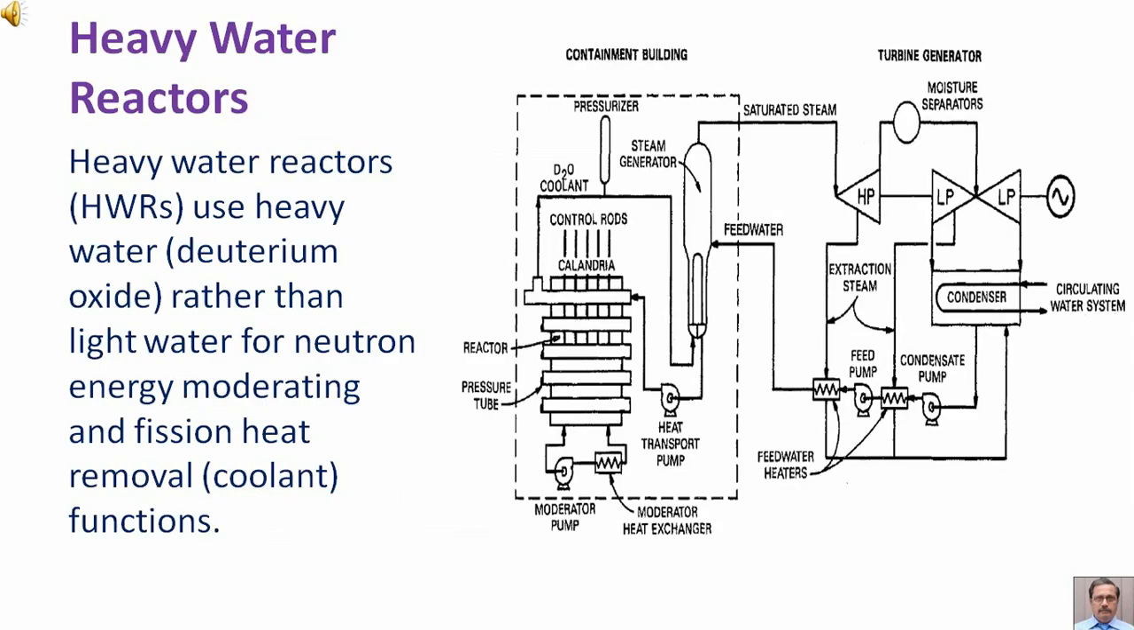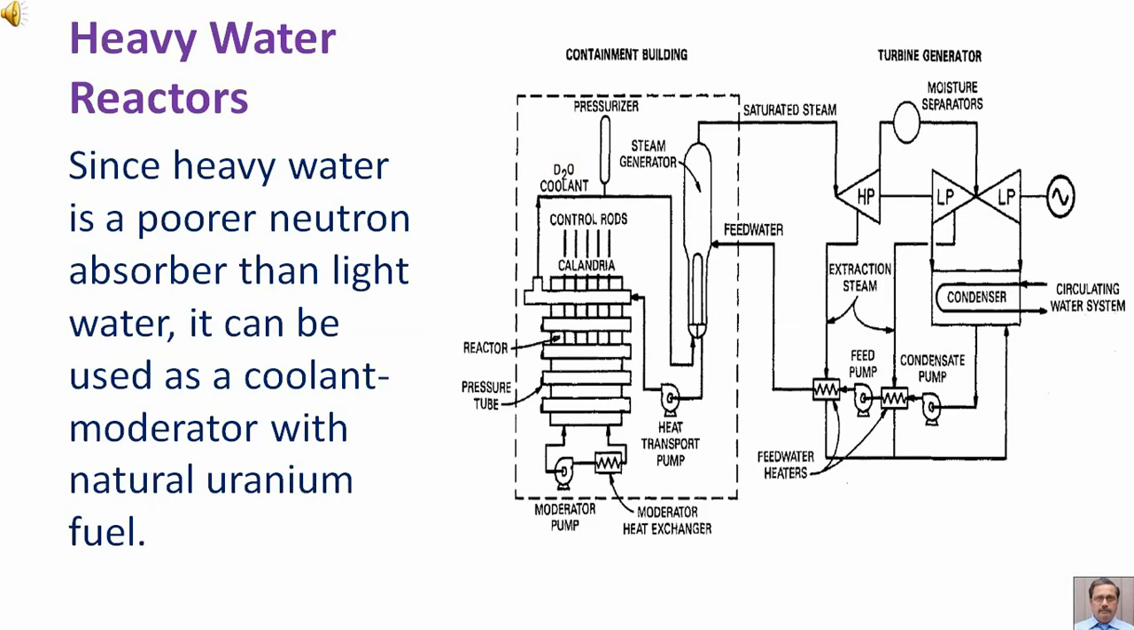Heavy water reactors, that is HWRs, use heavy water, deuterium oxide, rather than light water for neutron energy moderating and fission heat removal, that is coolant functions. Since heavy water is a poorer neutron absorber than light water, it can be used as a coolant and moderator with natural uranium fuel.